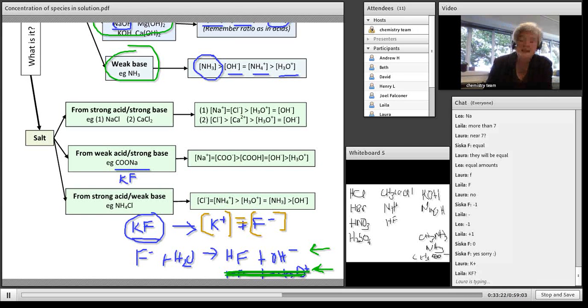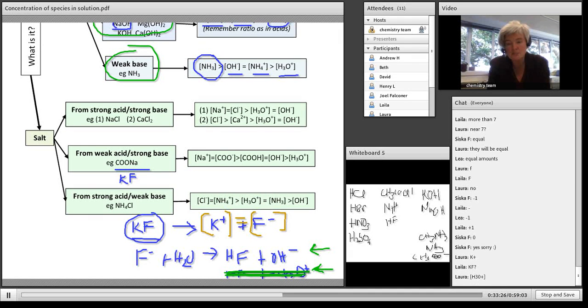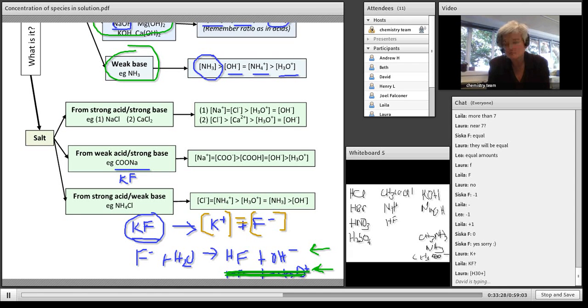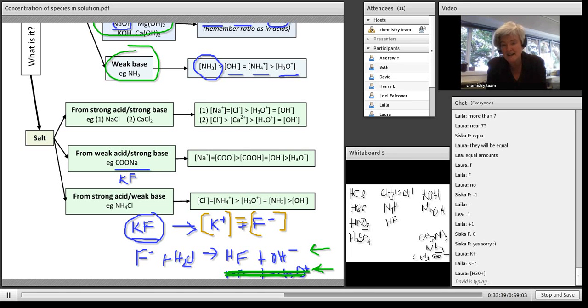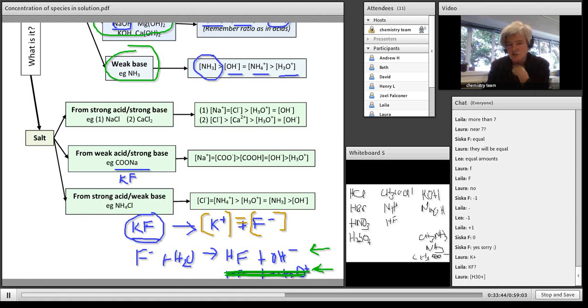Okay, the KF, Layla, is no, because this is where the solubility rules help. All potassium salts, because it's in group 1, are soluble, so you will not have any KF in solution. It'll always exist as K plus or F minus, and never as KF. And that's why I say if you know your solubility rules, it really just gives you that extra confidence.